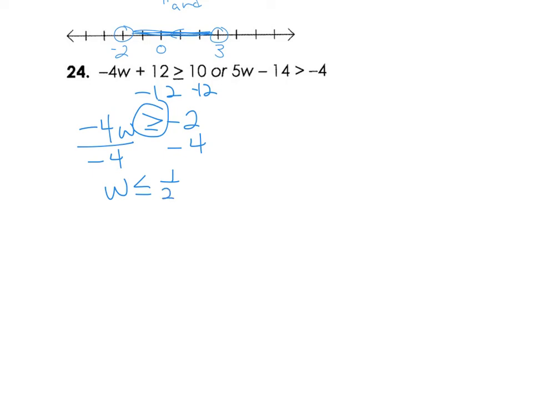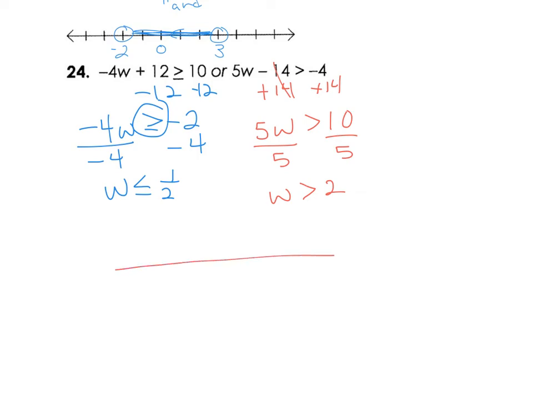Now I'm going to go over to the right equation, and on this one I'm going to add 14 to both sides. That gives me 5w is greater than 10. Divide by 5 on both sides. I get w is greater than 2.